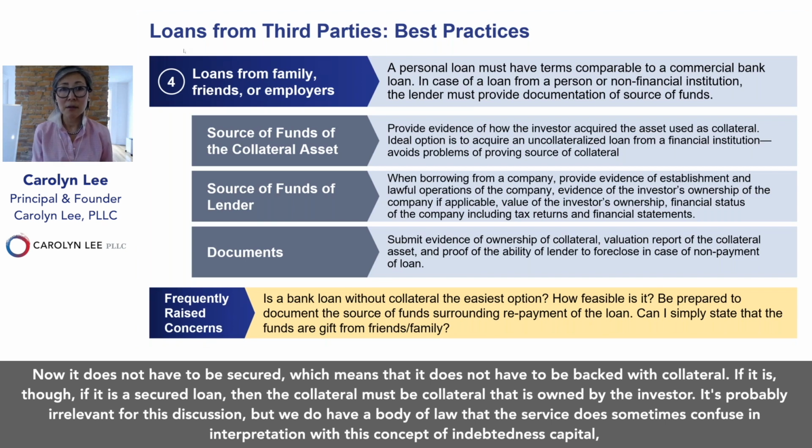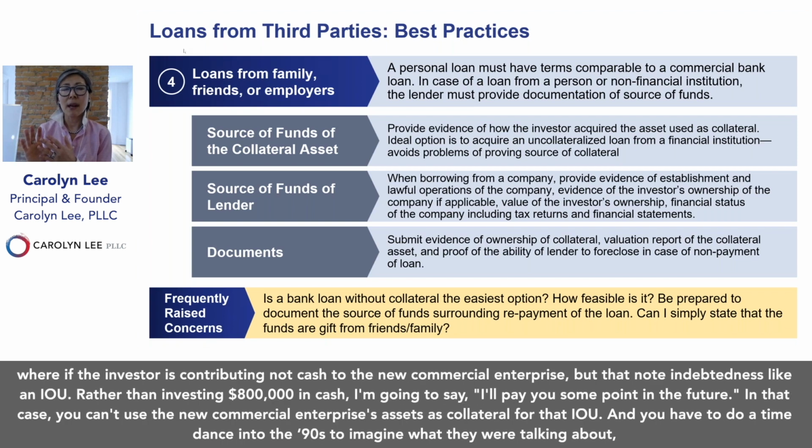It's probably irrelevant for this discussion, but we do have a body of law that the service does sometimes confuse in interpretation, and it's with this concept of indebtedness capital, where the investor is contributing not cash to the new commercial enterprise, but a note, an indebtedness, like an IOU. Rather than investing $800,000 in cash, I'm going to say, I'll pay you at some point in the future. In that case, you can't use the new commercial enterprise's assets as collateral for that IOU.